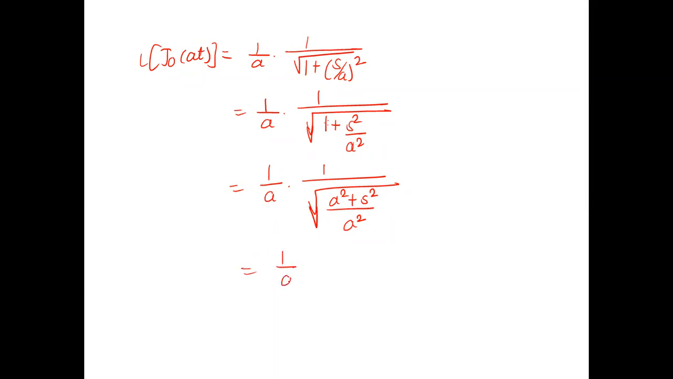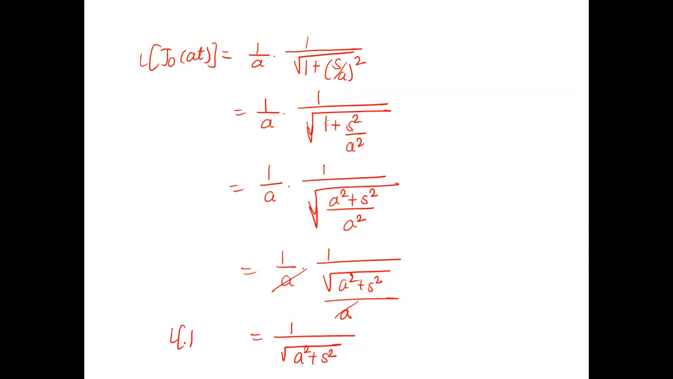So it is 1 upon a, 1 upon root a square plus s square upon root a square, that is a. And here a gets cancelled. So it is 1 upon root a square plus s square. That is Laplace of j naught of at. Correct? We have just applied the change of scale.